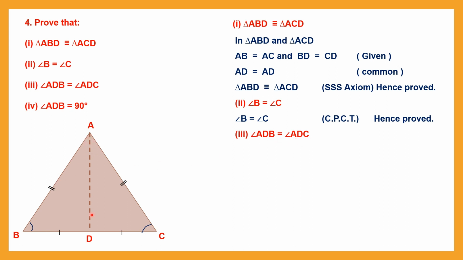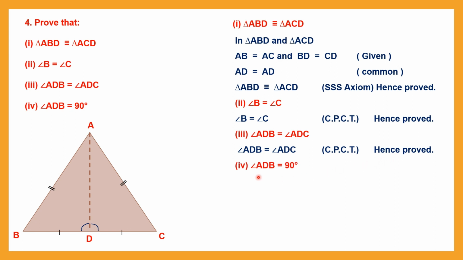The third one is we have to show that angle ADB is equal to angle ADC. Now where do we have ADB? It's here. Angle ADB is here and angle ADC is here. So they are corresponding angles. As you can see, both these angles are corresponding angles and corresponding angles of congruent triangles are equal. So we can write that angle ADB is equal to angle ADC and the reason is CPCT. Corresponding parts of congruent triangles are equal. Hence we have proved that also.